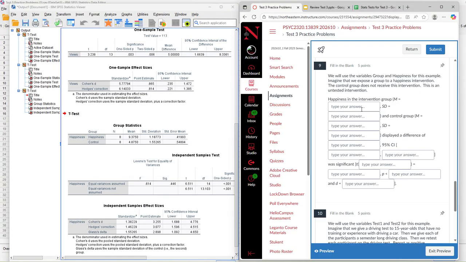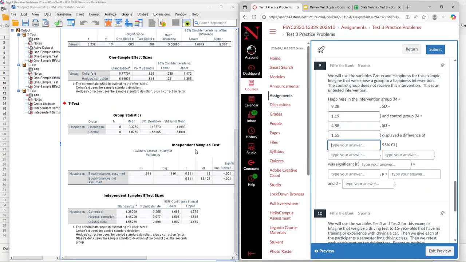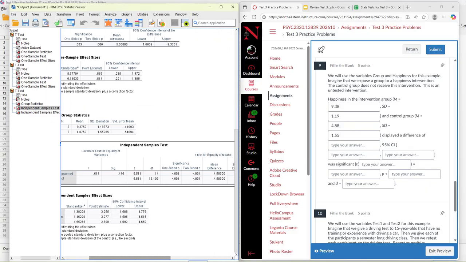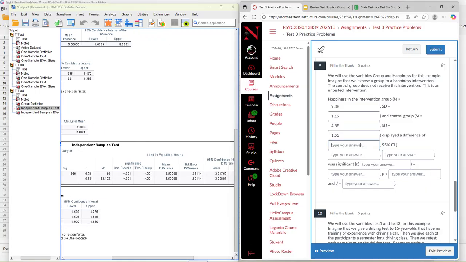Click OK. Okay, so happiness in the intervention group, the mean is 9.38, standard deviation of 1.19. And then our mean for the other group, quite a bit less, 4.88, standard deviation 1.55. That mean difference, you have to go in the independent samples test part, and we'll have to scroll over a little bit. Mean difference, 4.50.